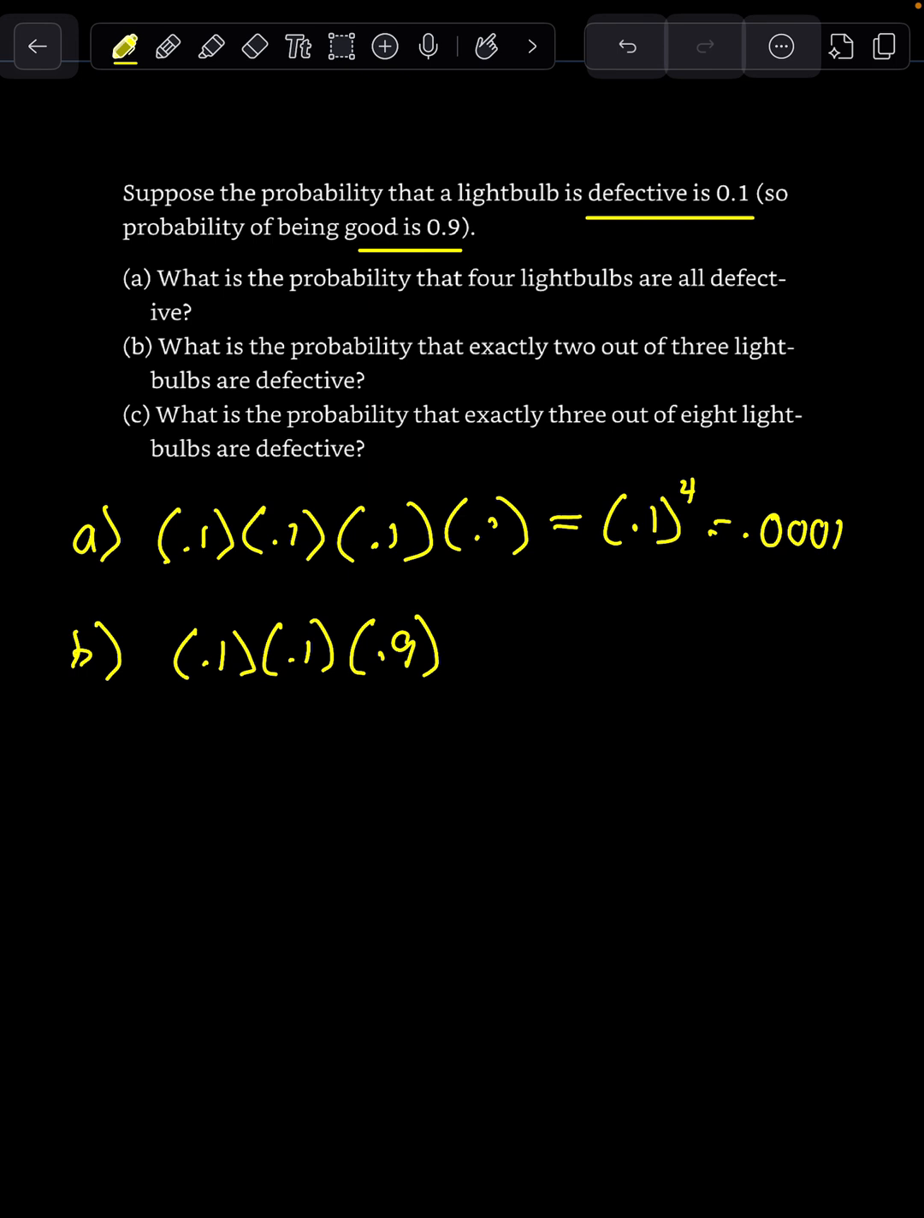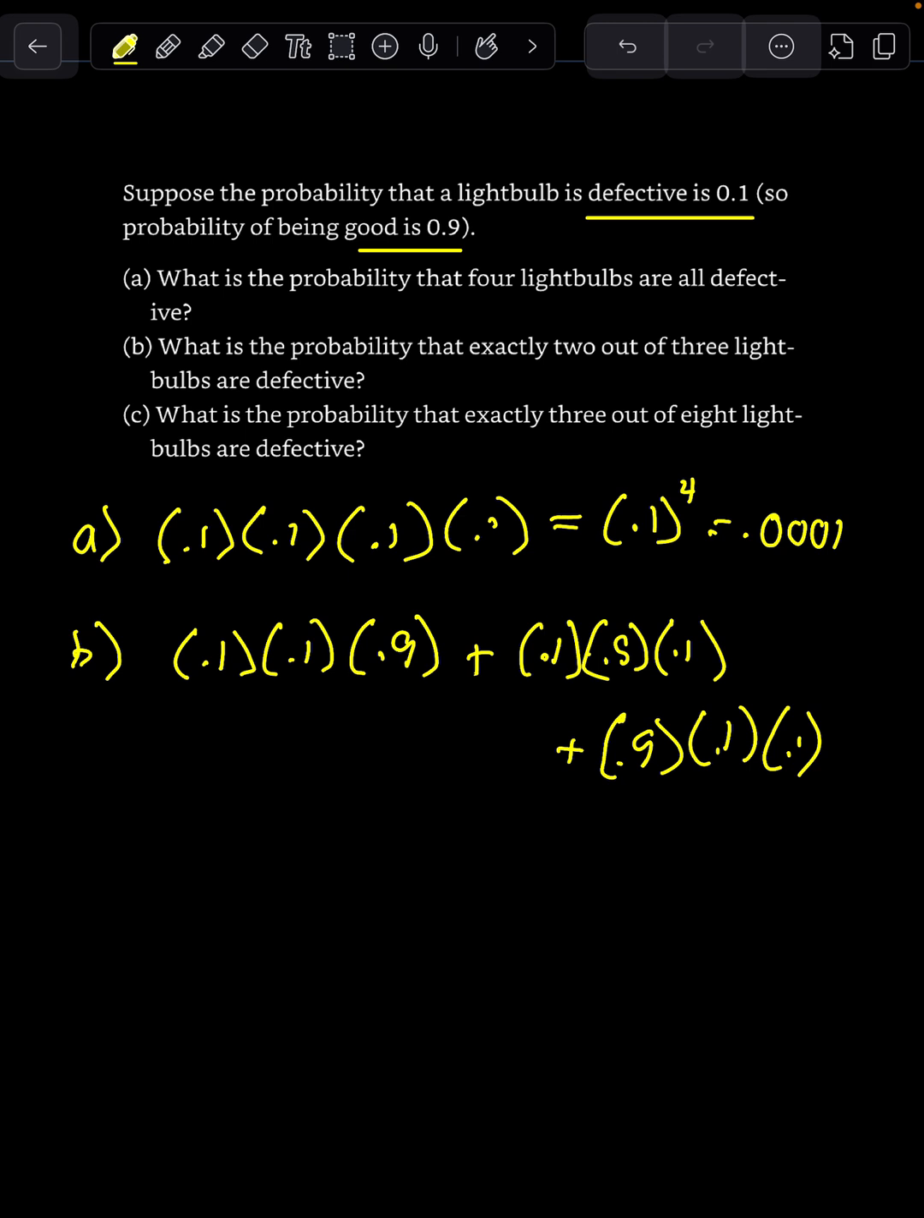But what if the first one was defective and the second one was good and the third one was defective? So that would be 0.1 times 0.9 times 0.1. And then what if the first one was good but the last 2 were defective? That would be that.